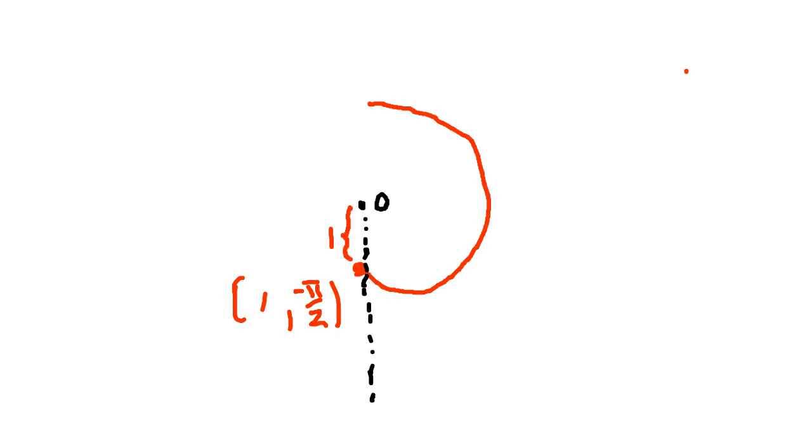Okay, so this was the origin here. So this starting point here, if you look downward, the angle is negative pi over 2, and the radius is positive 1. This is like a positive 1 radius.